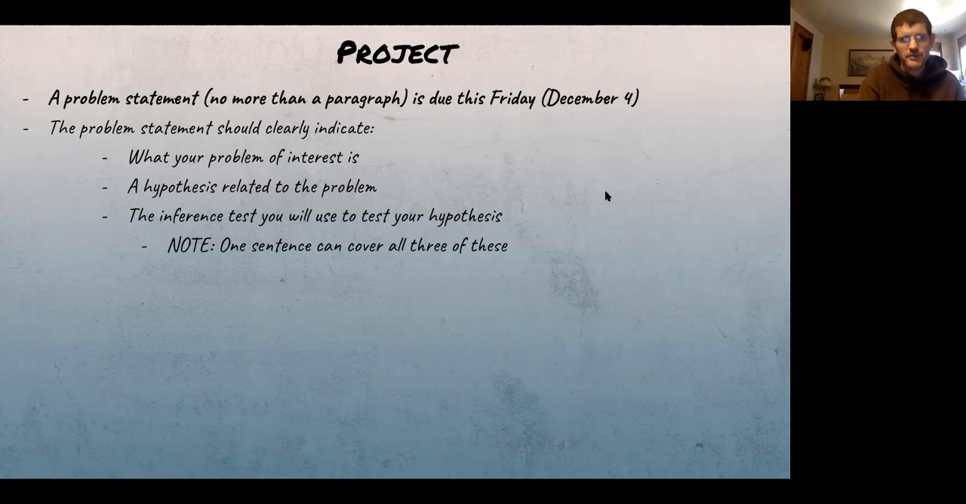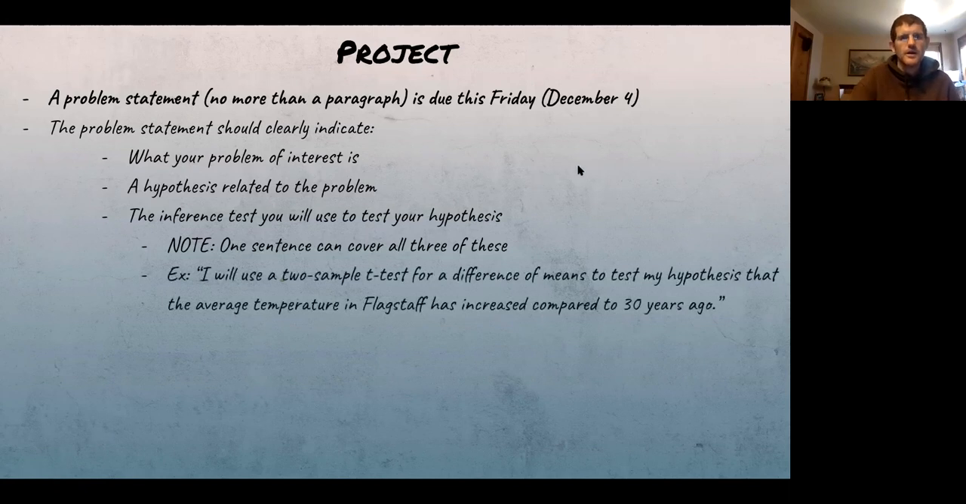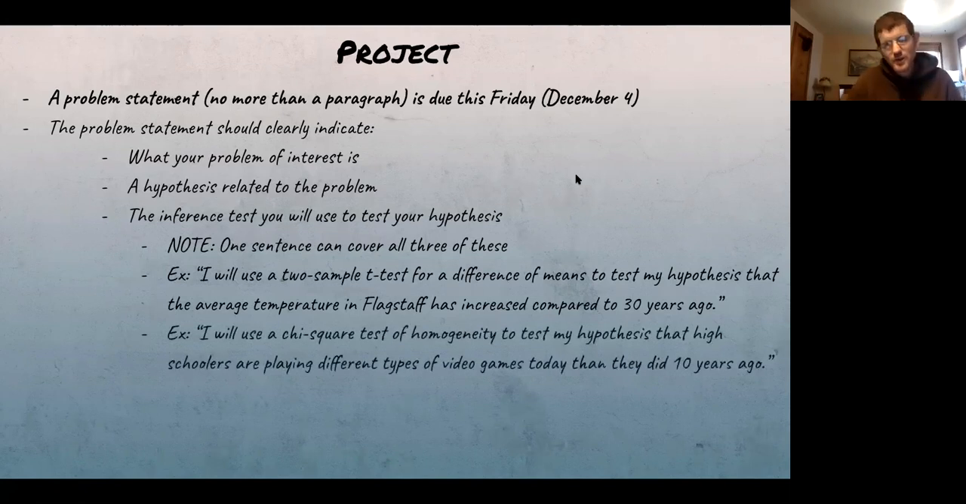So here's a couple examples of that. To state what the problem of interest is, a hypothesis related to the problem, and the inference test. I will use a two-sample t-test for a difference of means to test my hypothesis that the average temperature in Flagstaff has increased compared to 30 years ago. Or I will use a chi-square test of homogeneity to test my hypothesis that high schoolers are playing different types of video games today than they did 10 years ago.